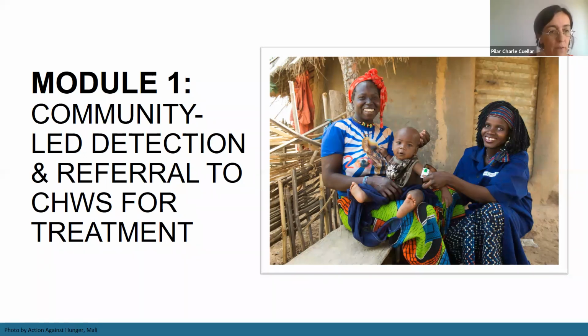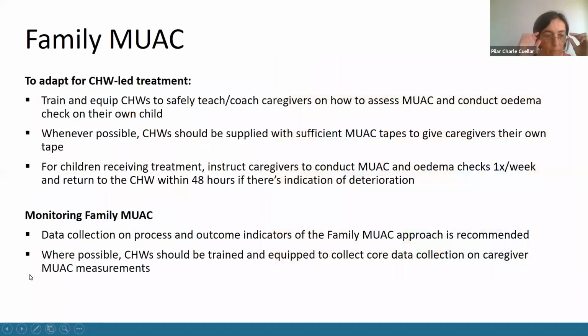And here we have the first module of the toolkit that has been presented, which is community-led detection and referral to community health workers for treatment. Slide, please. Okay, so the family MUAC as a no-touch assessment protocol.